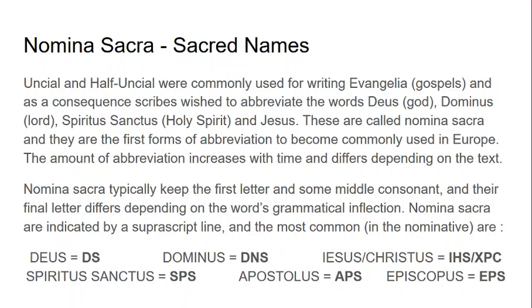But as a consequence of uncial and half-uncial being used for writing Gospel books, you get words like God, Lord, Holy Spirit, Jesus coming up all the time, and so scribes want to abbreviate that because, oh God, we get it, it's Jesus, fine. So they come up with these things called nomina sacra, and as a general rule of thumb, as we go from the early Middle Ages to the later Middle Ages, the amount of abbreviation that is used in texts increases quite substantially. A large part of this is actually just the matter of accretion.